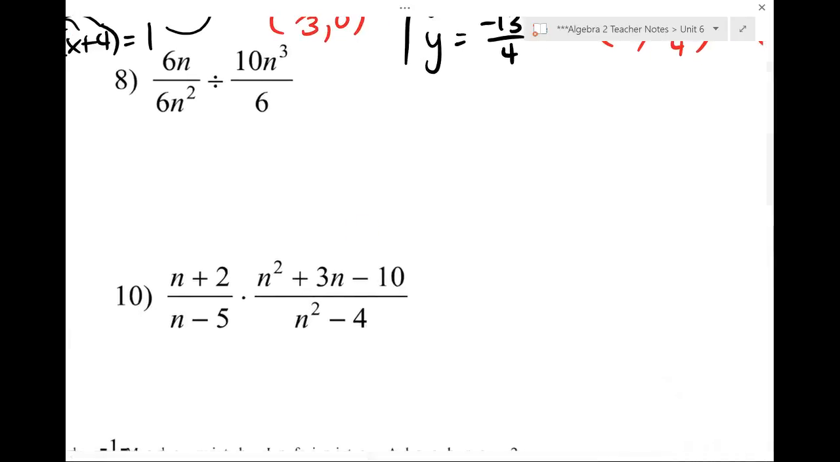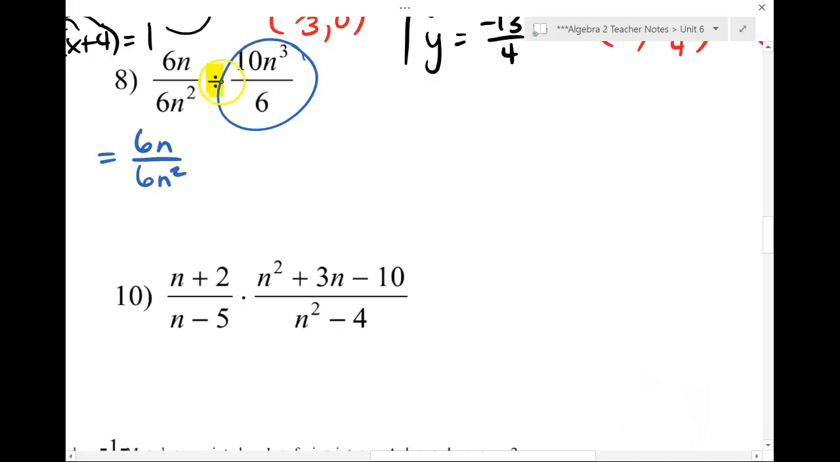Now with this problem, got to be careful. What do we have here in the middle? Division. Okay, not the same thing as multiplication. Steps are similar, but the first step is different. You see division, that means you're going to flip the second expression, or second rational expression. So before you do anything, you need to flip it. So now rewrite the first one.